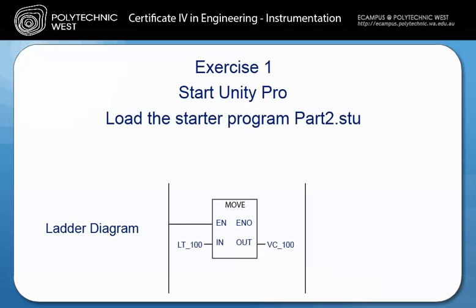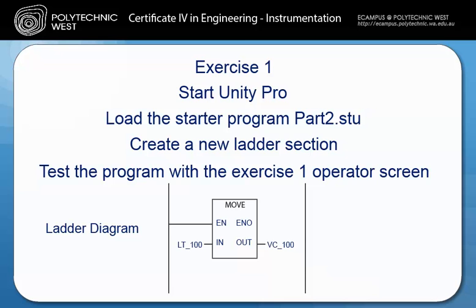Start Unity Pro, load in the Part 2 starter program, create a new ladder section, place a move on the screen with the input of LT100 and the output VC100. Test the program with the operator screen exercise 1.